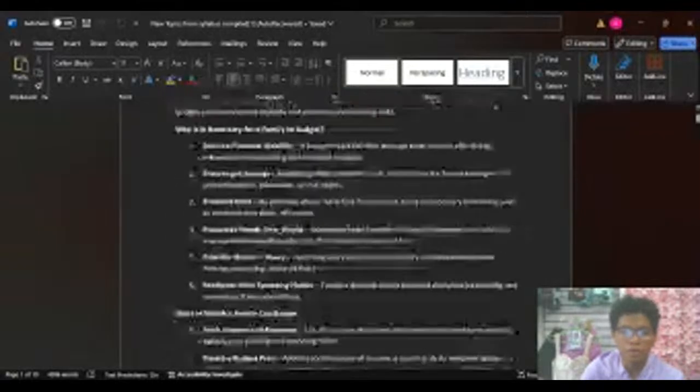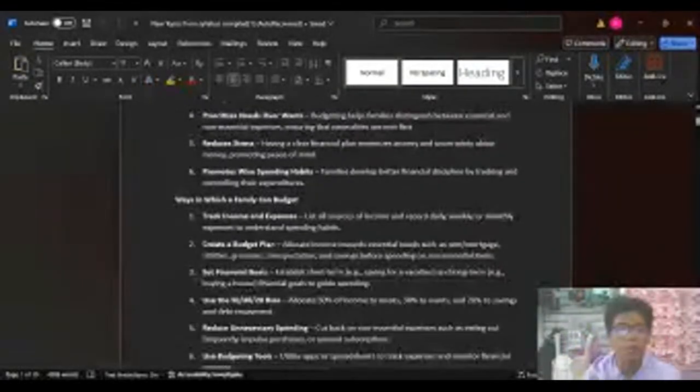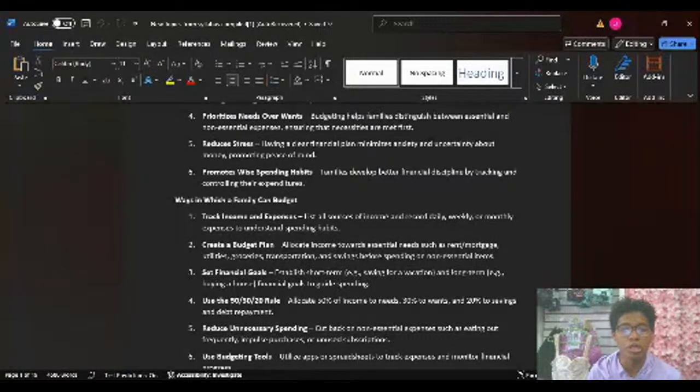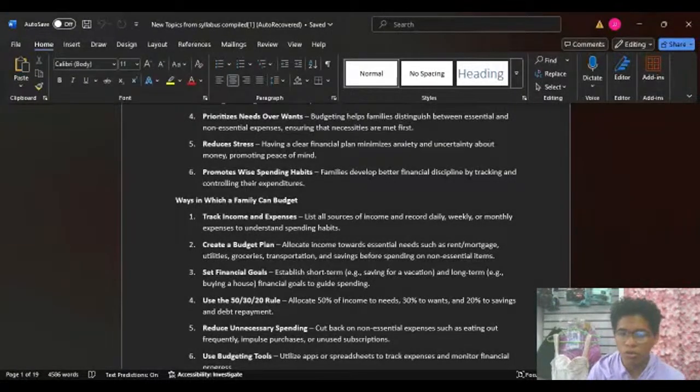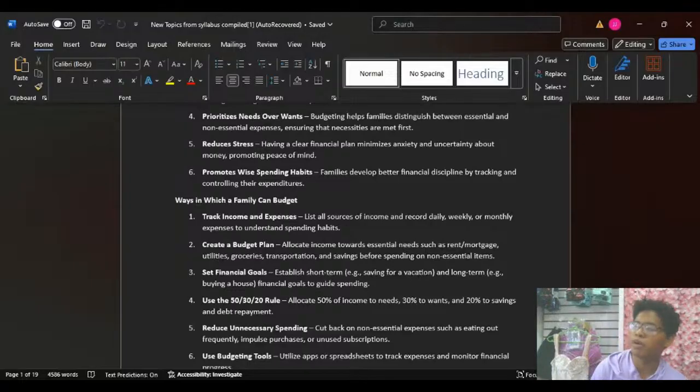So family budget. What are some ways in which a family can budget? Track income and expenses: look at the amount of money coming in, look at the amount of money going out, look at our expenses, look at our income. Record daily, weekly, or monthly expenses and understand spending habits. Look at your spending habits. Are you overspending? Are you just going into a lot of expenses?